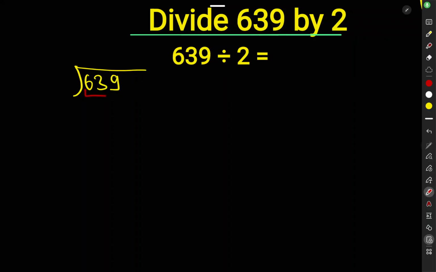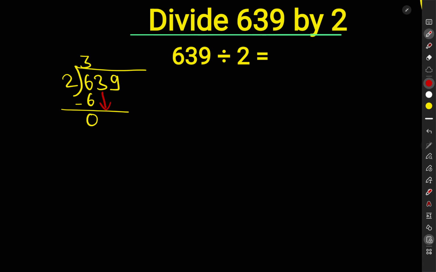Divide 639 by 2 in a long division method. So 2 times 3 is 6. On subtracting we get 0.